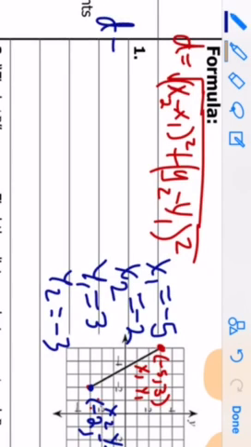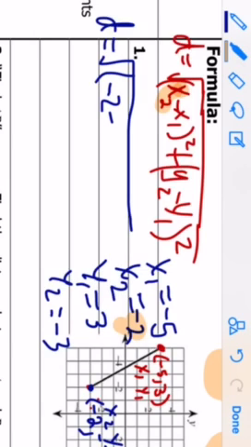So distance is equivalent to, where I see x2, that's going to be our first number. So for x2, we're going to substitute in -2. All your other mathematical symbols stay there. So the parentheses stays there. So I'm going to put -2 minus. That minus needs to stay there. And then x1 is -5. I'm going to put minus -5 squared.